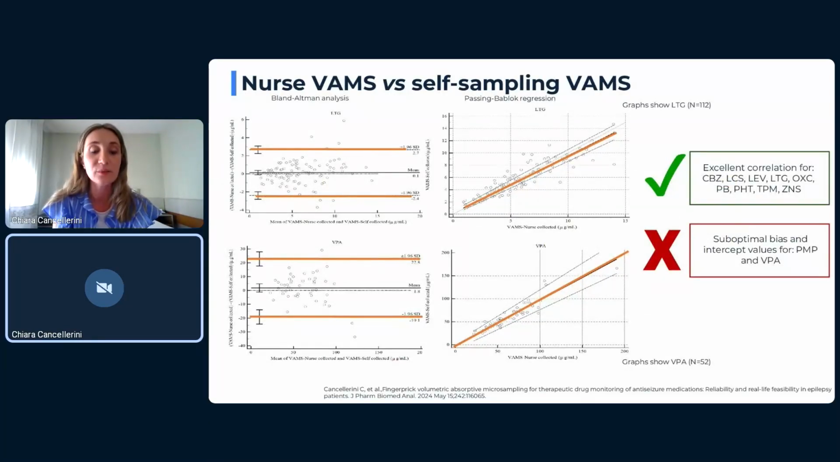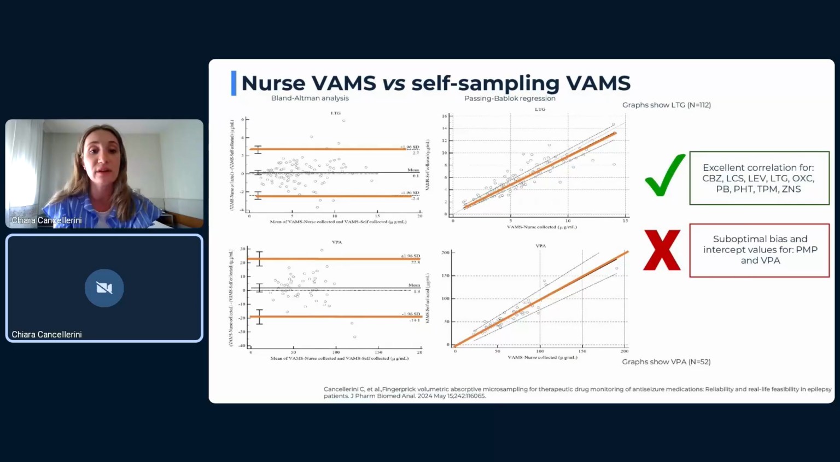Here is another slide where I want to show the nurse VAMS versus self-sampling VAMS. Again, we did the cross-validation from nurse and self-sampling, and this sub-efficacy is likely due to the specific drug properties. These can be from high plasma protein binding, hematocrit-dependent distribution, or the need for a more tailored extraction protocol from the lab. So these actually tell us that the VAMS require really compound-specific optimization.